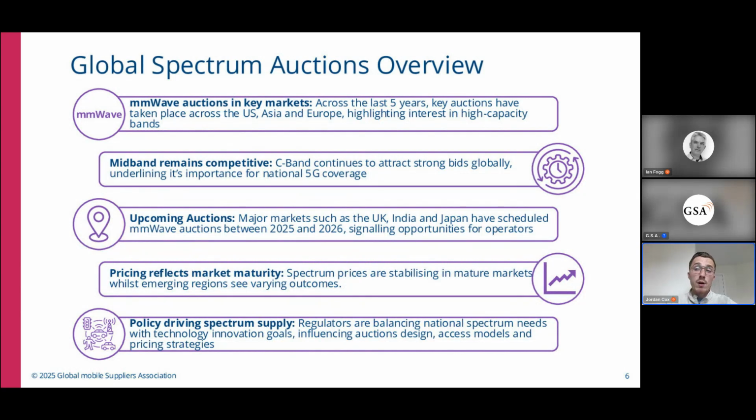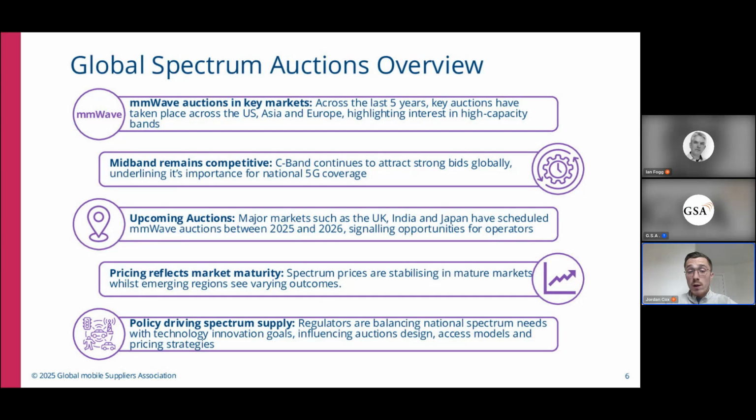urban and enterprise environments. And at the same time, mid-band spectrum, especially in the C-band range, remains extremely competitive. It continues to attract strong bids globally, underlining its crucial role in enabling wide area 5G coverage whilst balancing capacity and range. And for many operators, mid-band forms the very backbone of national 5G rollouts.